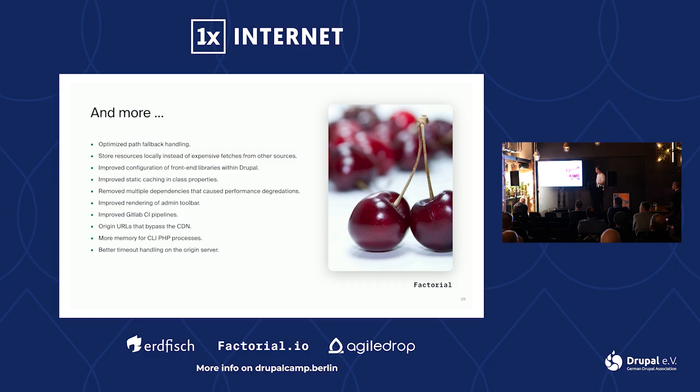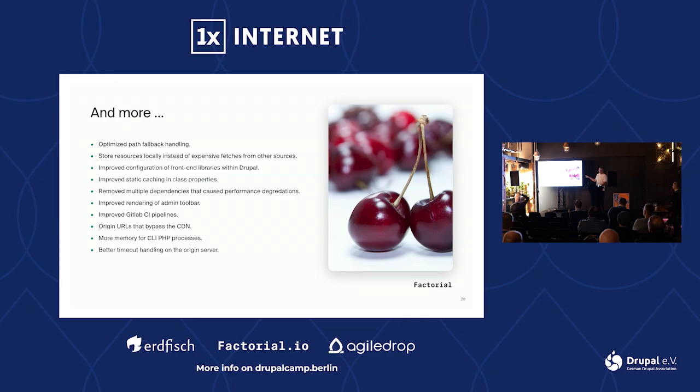Then improve configuration of the front-end libraries, maybe very specific, but this was mostly solving problems with the integration. Improved static caching in class properties. This is probably one of the techniques most advanced backend developers will know. Removed multiple dependencies. This was with the Drupal 10 upgrade, where we actually threw out a lot of the dependencies and cleaned up our dependency tree. Let's just skip through. Improve the rendering of the admin toolbar, GitLab CI pipeline improvements, and then having an origin URL, nice. More memory for the CLI PHP processes.